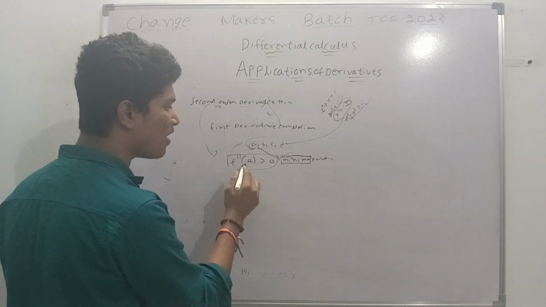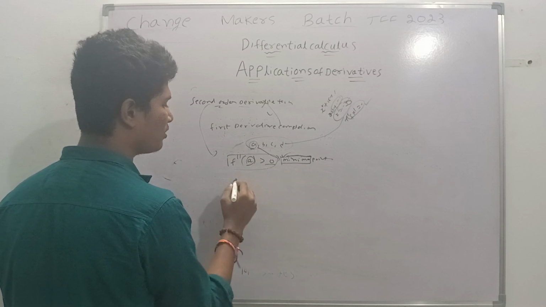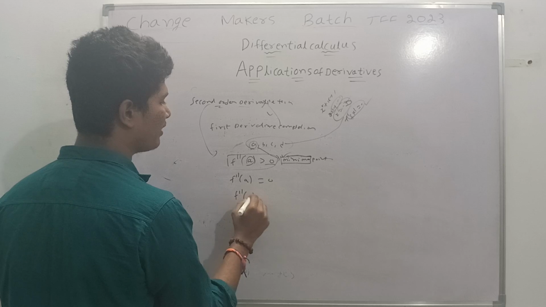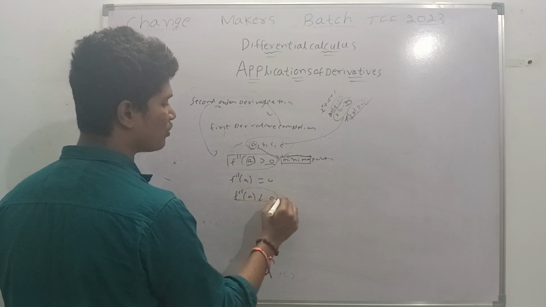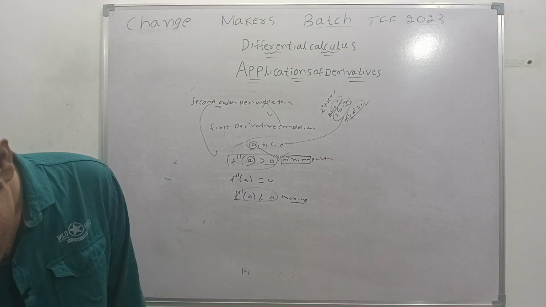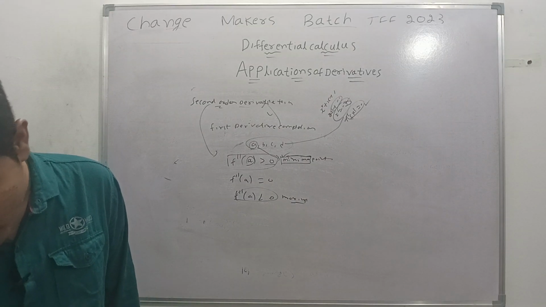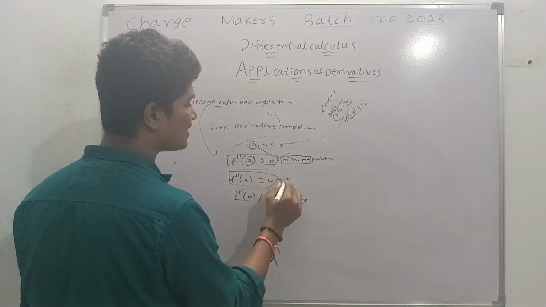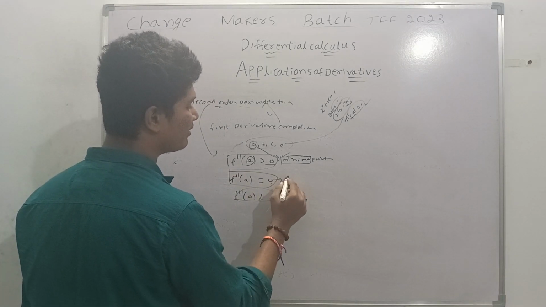If f double dash of a is greater than 0, that is a minima point. If f double dash of a is less than 0, it is a maxima point. And if it is equal to 0, then the second order derivative test fails and we go to the higher order derivative test.